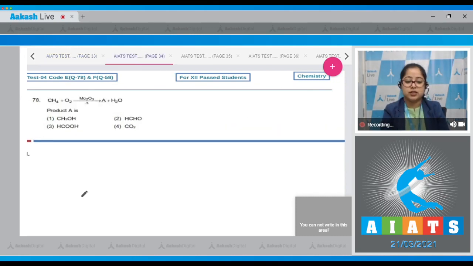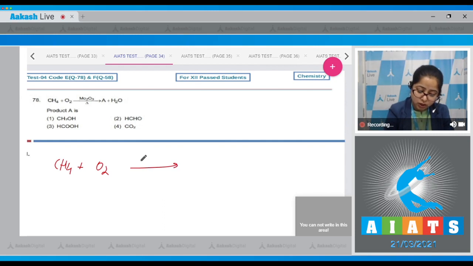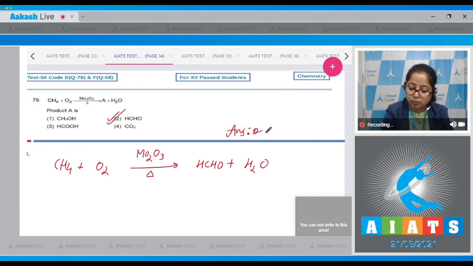Moving to the next question, which is 78. Let's read it. CH4 plus O2 in the presence of Mo2O3, that is molybdenum oxide, a product A is formed along with water. Students, there is a reaction given: CH4 on reaction with O2 in the presence of molybdenum oxide. A product A is formed along with H2O. We have to identify A. So students, I am writing the reaction: CH4 on controlled oxidation in the presence of catalyst Mo2O3, HCHO, that is methanal, is formed. That means the correct answer is option number 2.